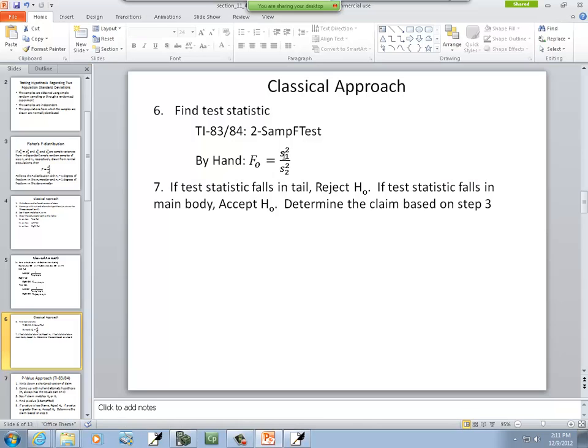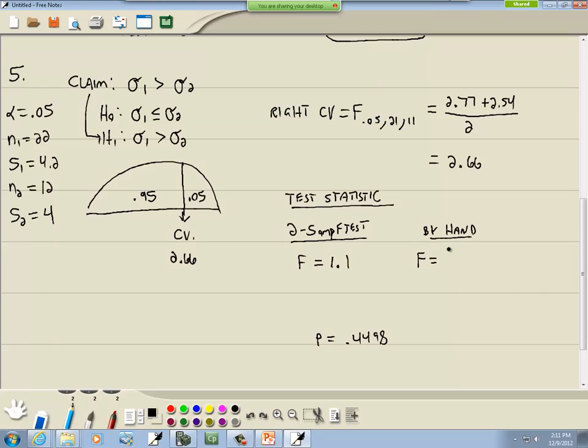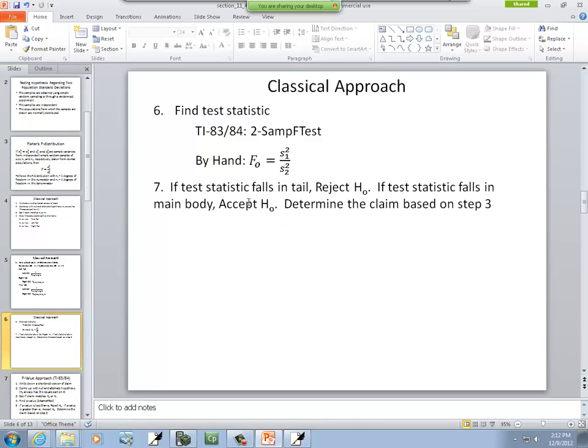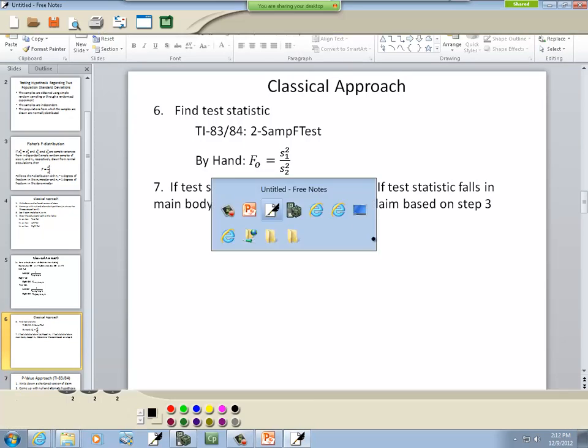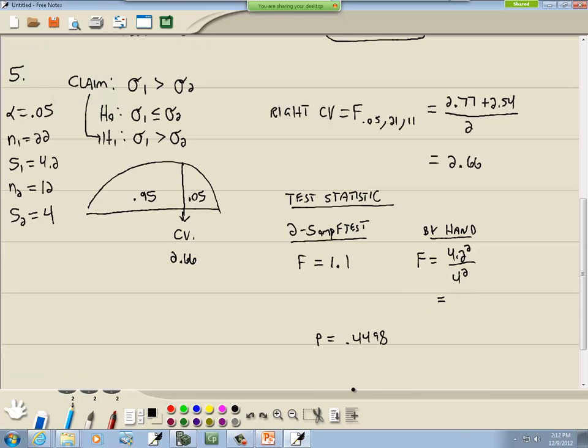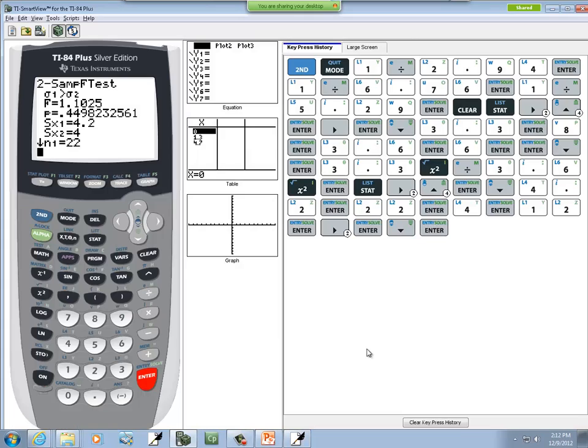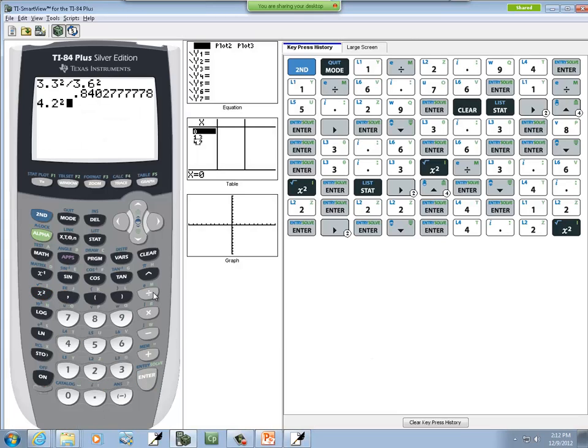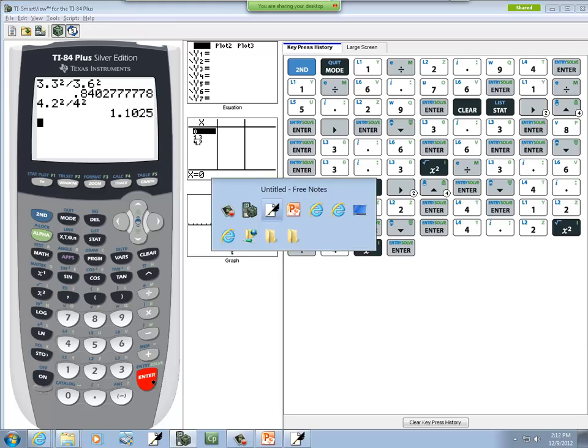It says we're going to take the sample standard deviation s sub 1 of our first population and square it. So that'd be 4.2 squared over 4 squared, our second sample standard deviation. Let's see what that gives us. 4.2 squared divided by 4 squared is 1.1.